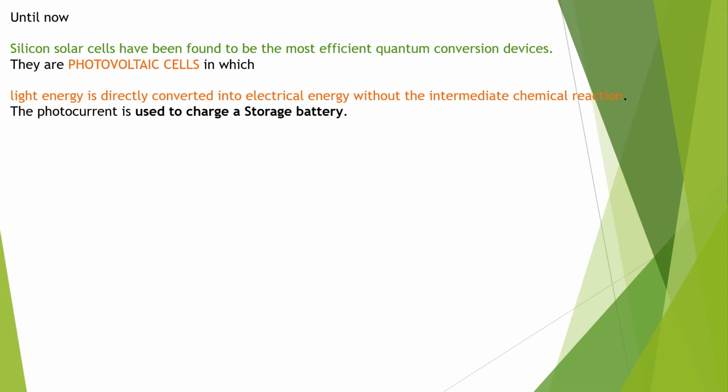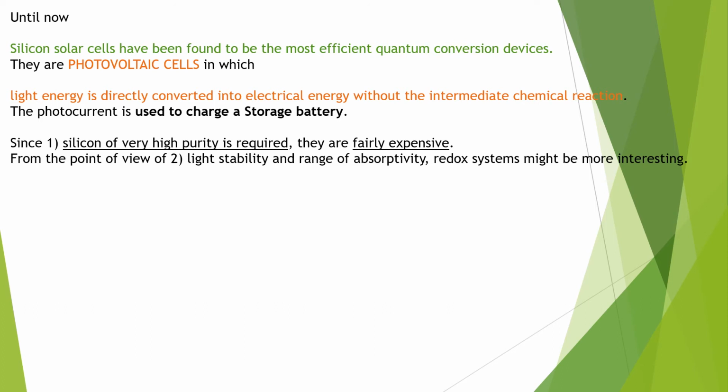In a photogalvanic cell, what is happening initially? The light energy is converted to chemical energy, and that chemical energy is then converted to electrical energy. But in the case of photovoltaic, what happens? The basic difference is that light energy is directly converted to electrical energy without the intermediate chemical reaction. So just remember the difference between the two. And the photocurrent is used to charge a storage battery.